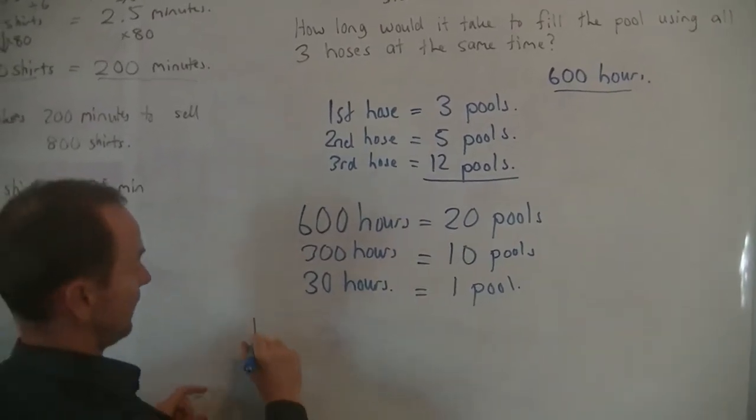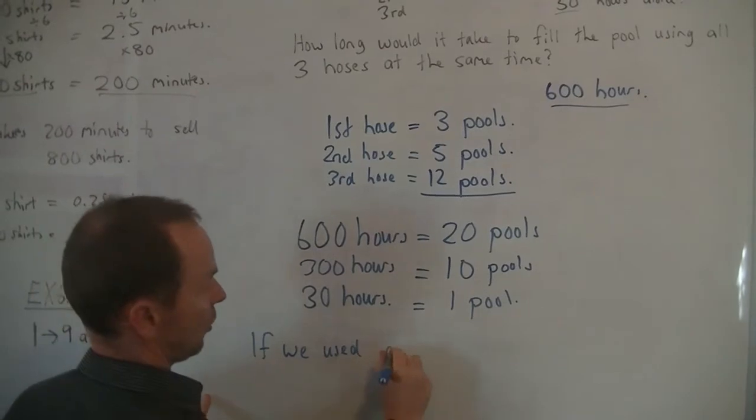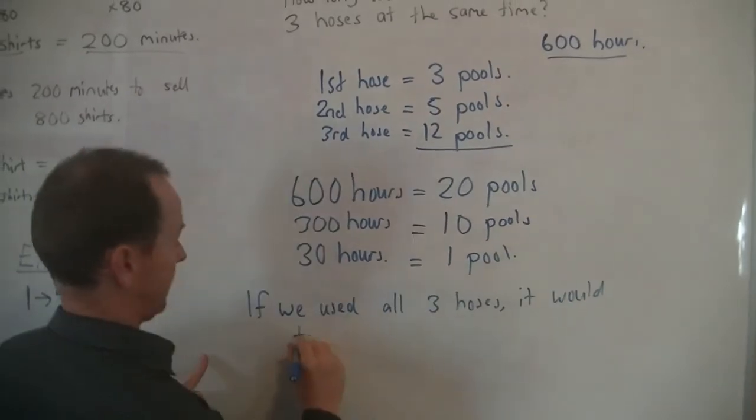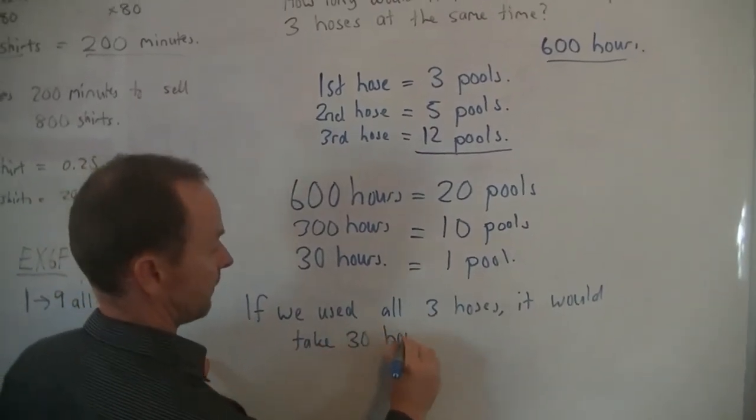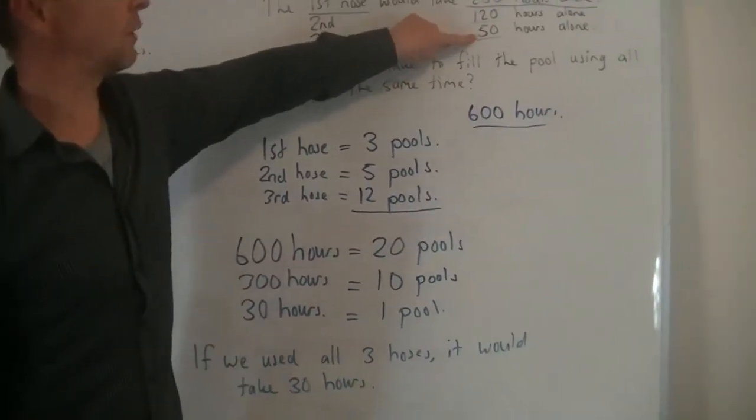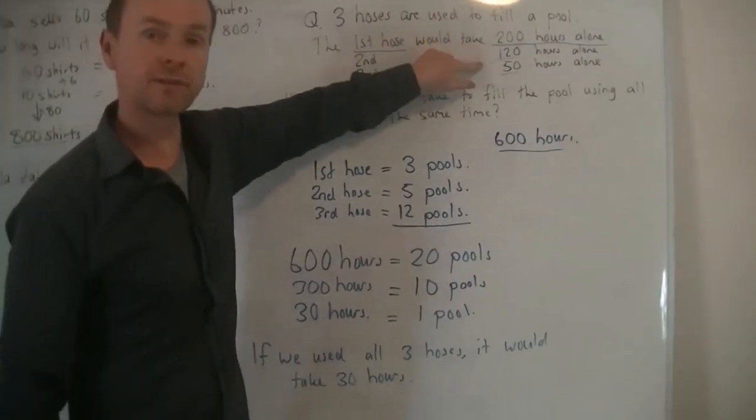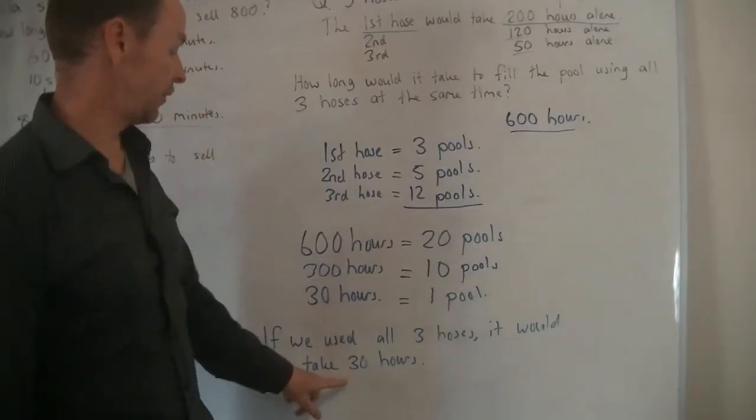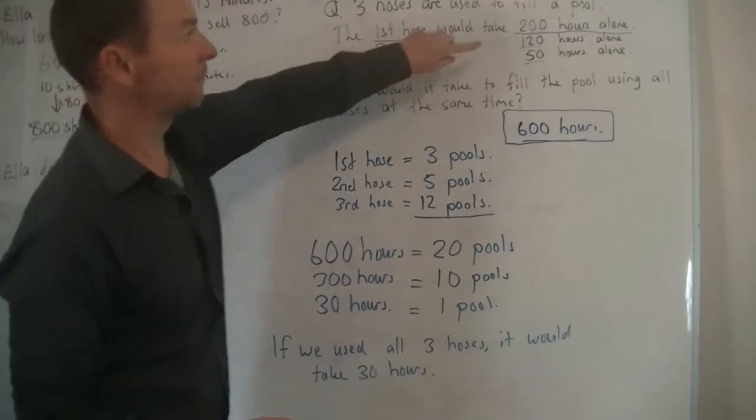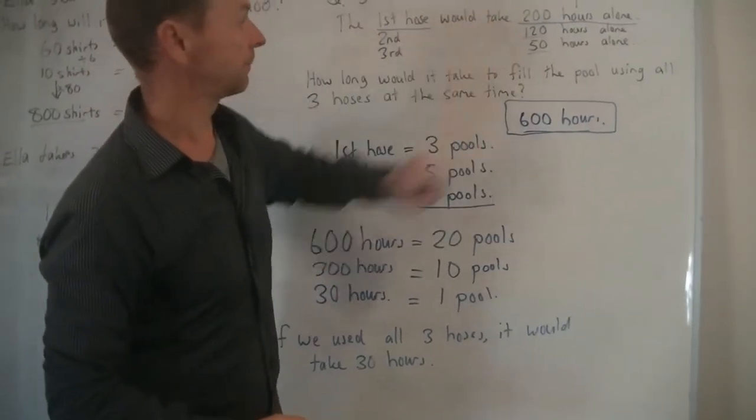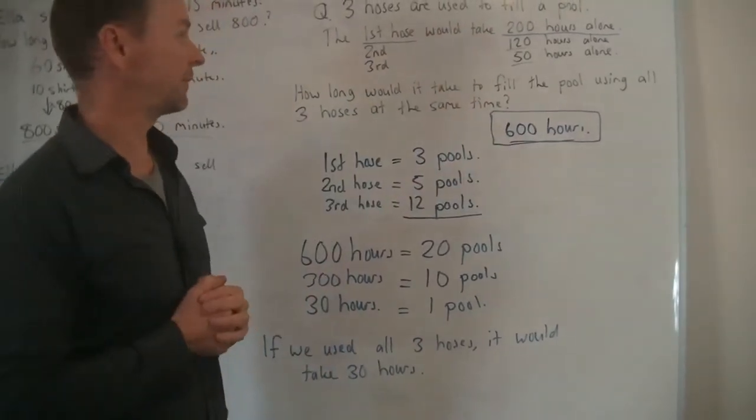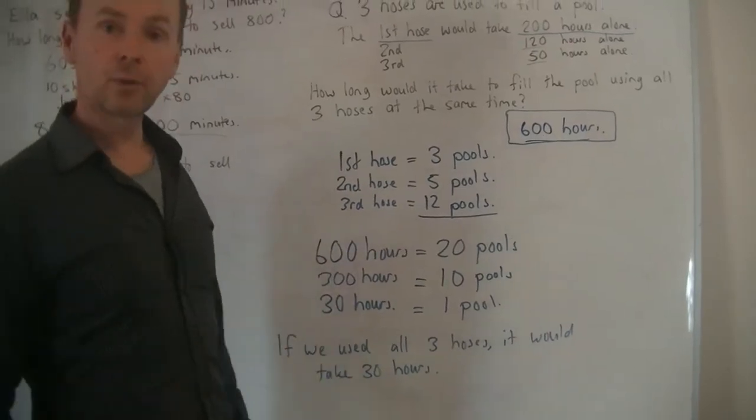So to answer the question, if we used all 3 hoses, it would take 30 hours. And remember, that's a sensible answer, because this one alone would take 50 hours, but it's got help. It's got the 2 slower hoses helping it. So altogether, it'll take 30 hours. So that's the process. The key here is you've got to find the lowest common multiple of the 3 bits of information you've got. Or the other way to think of it is these are factors of 600. That's the process if you get a hard question like that.